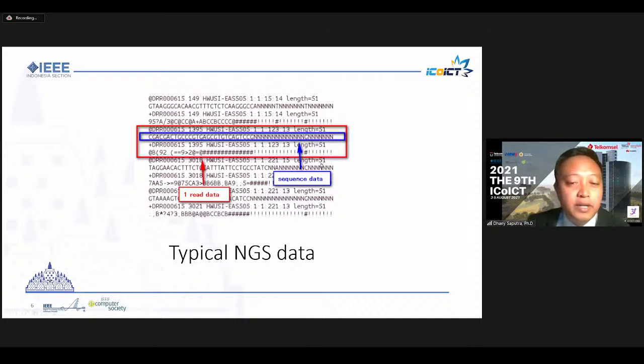So this is a typical next generation sequencing data. It's a stretch. The blue one is the sequence, and the other is just metadata. So this is the header. This is the quality in ASCII number. And yeah, that's what we bioinformaticians use as an input for our process, for our analysis.